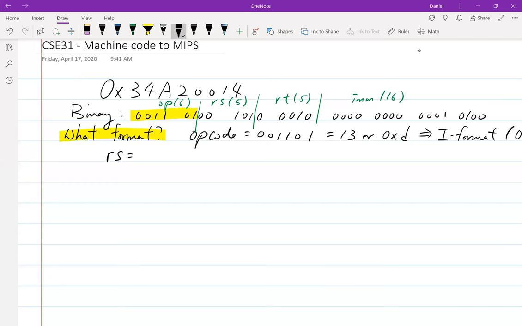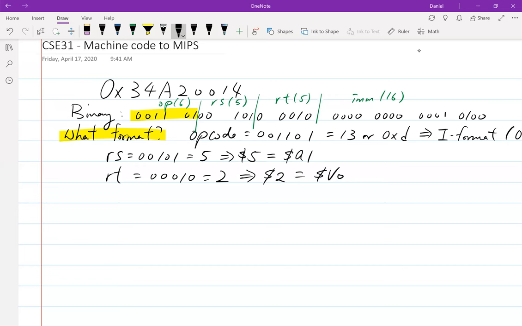RS is 00101, which is 5, which is register 5. Look at the MIPS sheets again: A1. RT equals 00010, which is 2. It means that you have register 2, which is V0.